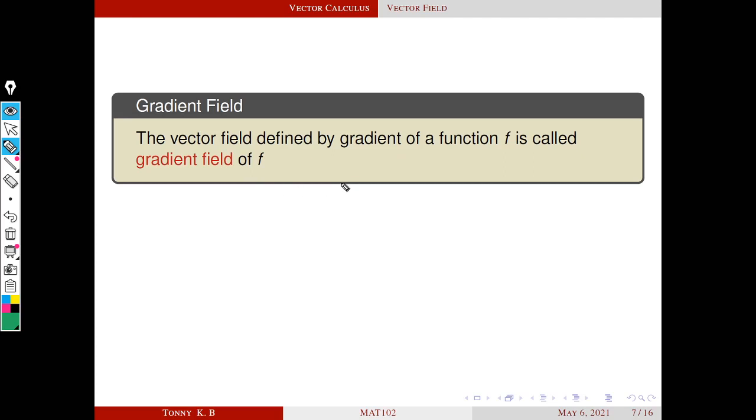Another standard vector field is the gradient field. It is very easy. The vector field defined by the gradient of a function f is called the gradient field of f. Suppose we have a given function f(x, y), a two-dimensional function. Then you simply evaluate the gradient of this function. It is a vector valued function. Then you identify the vector field corresponding to the gradient.